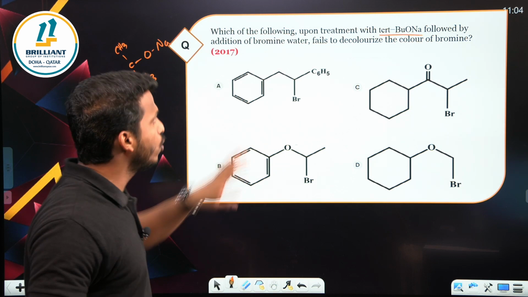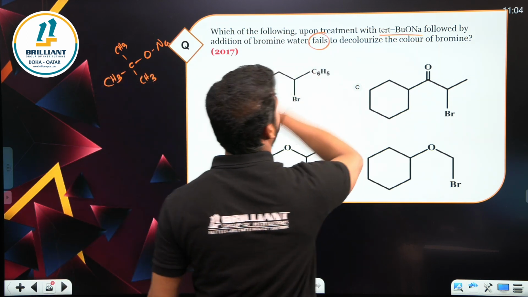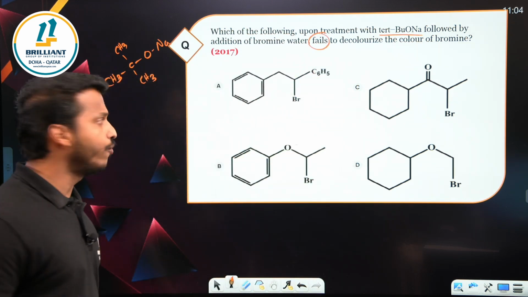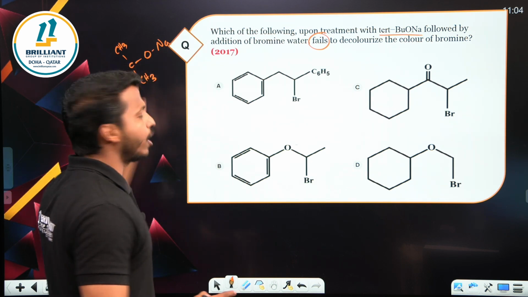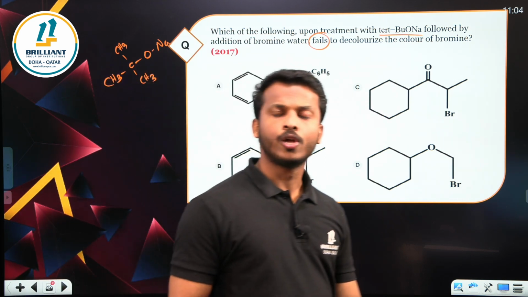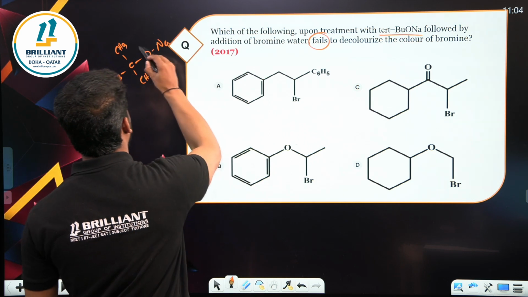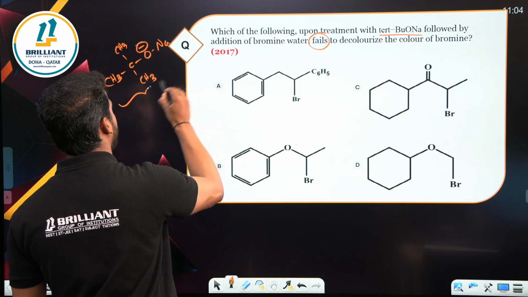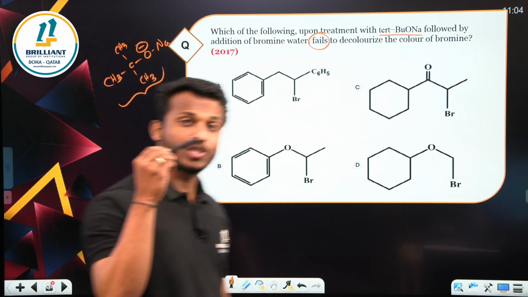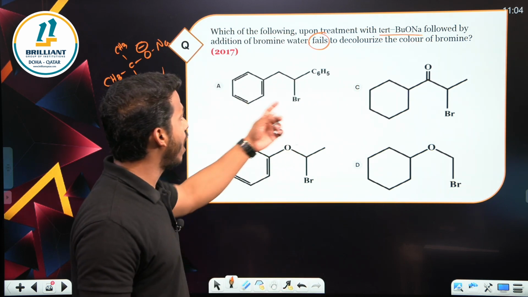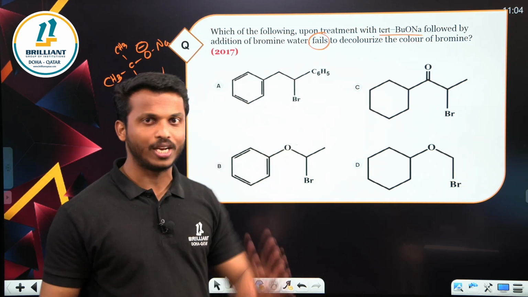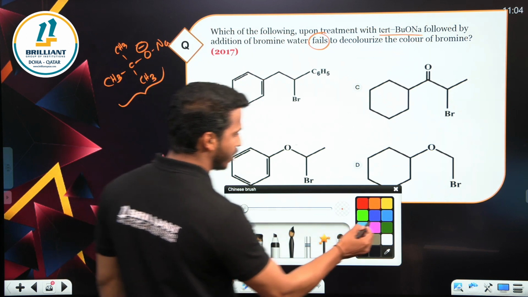water, fails to decolorize the bromine? Let me do the reaction first. Sodium tert butoxide is a basic one, where tert butoxide is the basic part, dear all. So in the presence of a base, haloalkanes undergo beta elimination. Let me do beta elimination first, dear all.